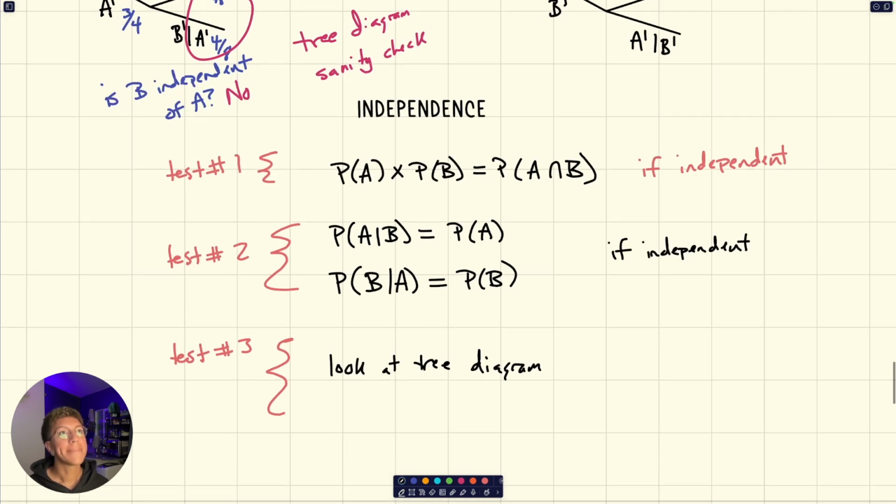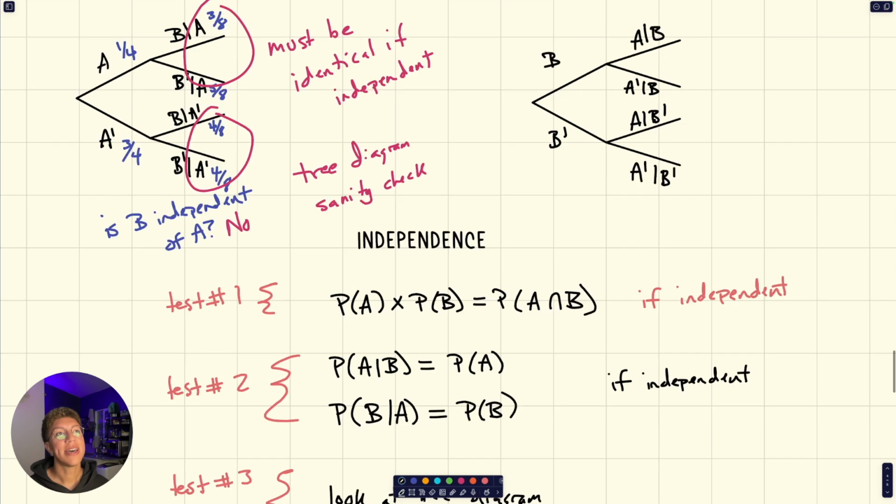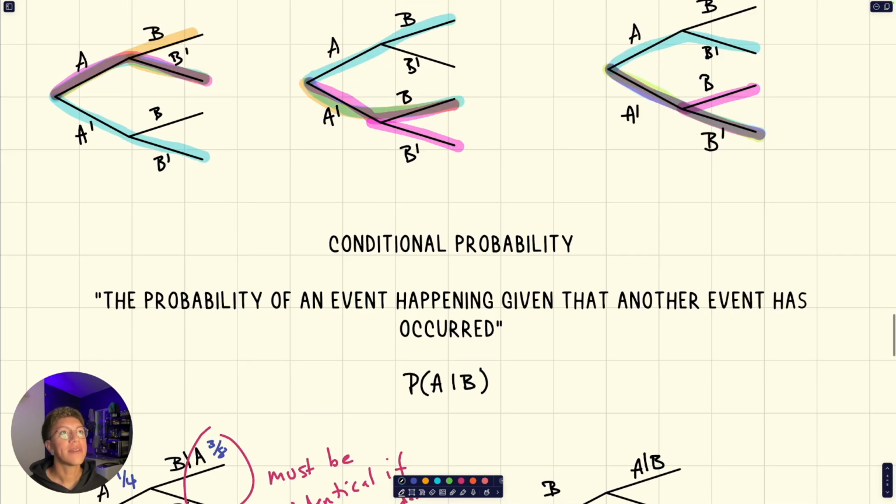All right, so that's independence. This test here and here is a little bit harder to do with tree diagrams, and this one here I think is not as intuitive, but visually it looks pretty good using test number 3. Let's see, you know what? There's something we should add to our notes.